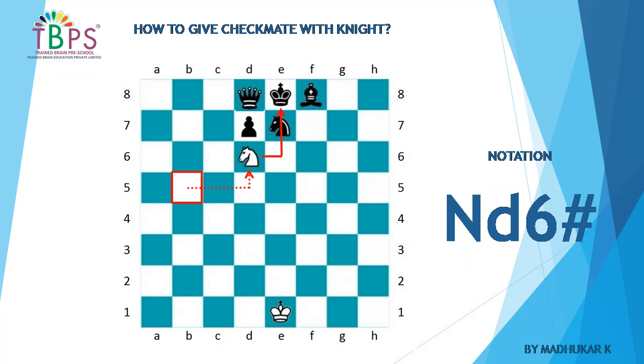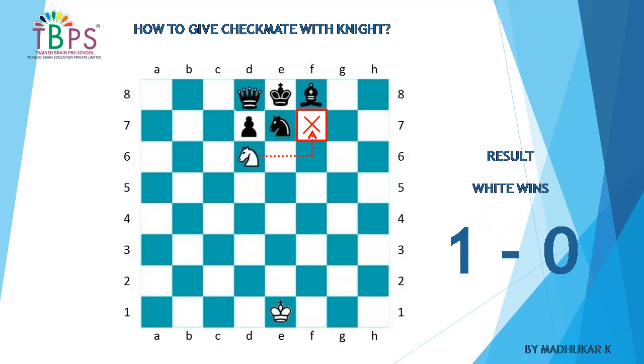The notation for this move is Nd6#. Hash is the symbol of checkmate. Here white wins and black loses. When white wins, the result will be shown as 1-0.